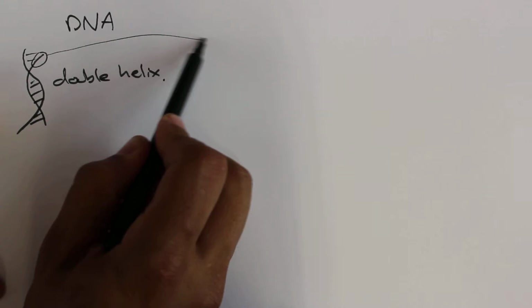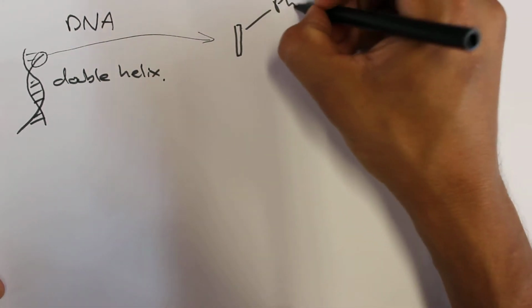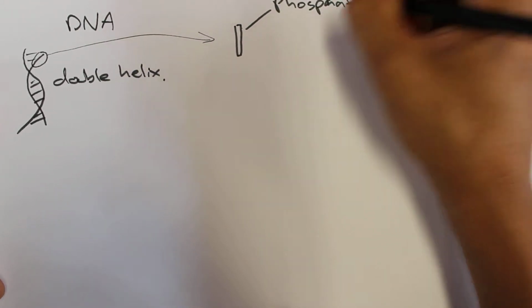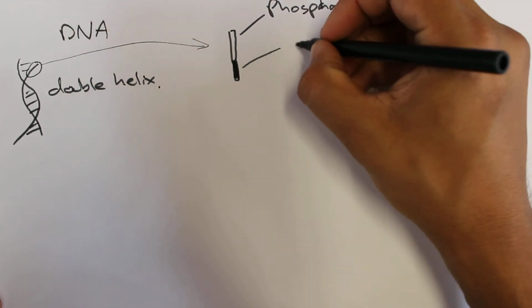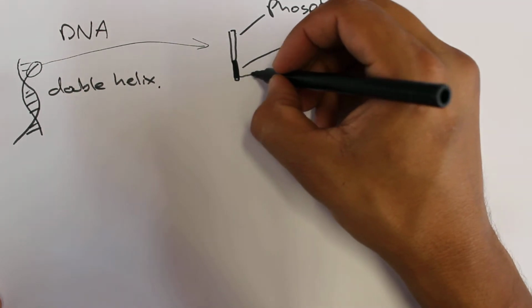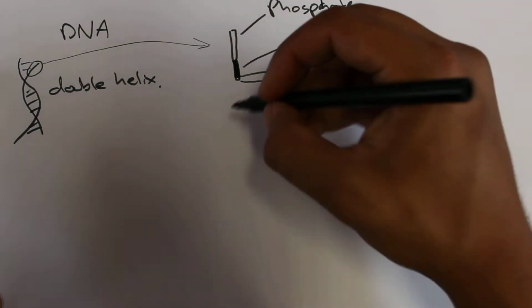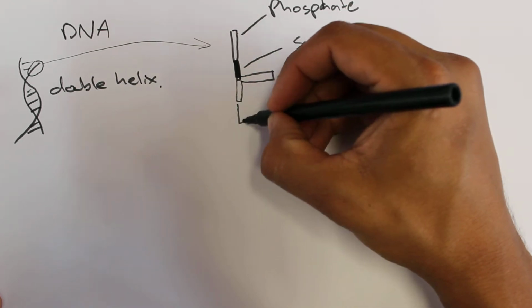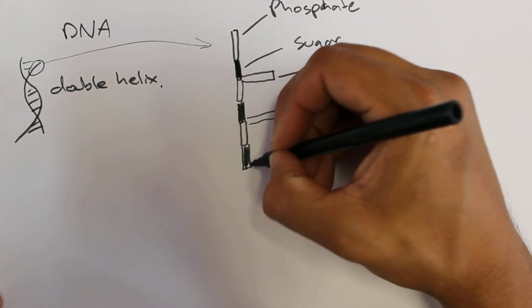And if you actually zoomed in on a section of the DNA, what you'll find is that the backbone of that twisted ladder is made up of two parts. There is a phosphate group, and then there is a sugar group, and off the sugar group comes a base. And the thing about this DNA is that it keeps repeating. There will be another phosphate group, another sugar group, and then another base. And it would continue: phosphate, sugar, and then a base.